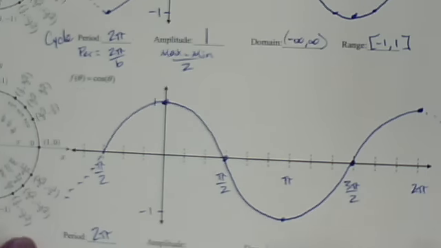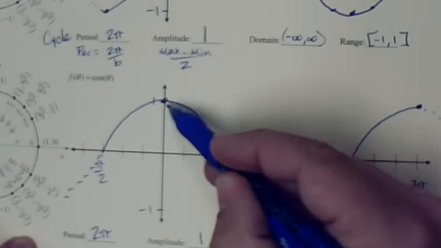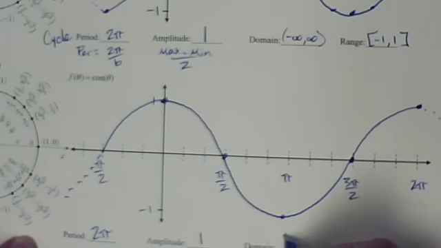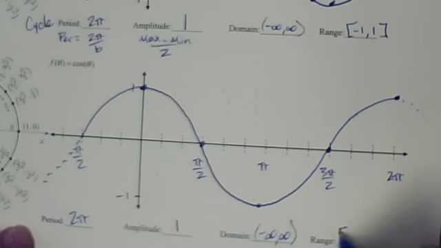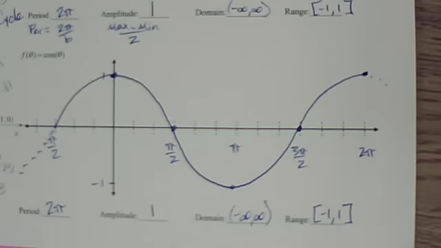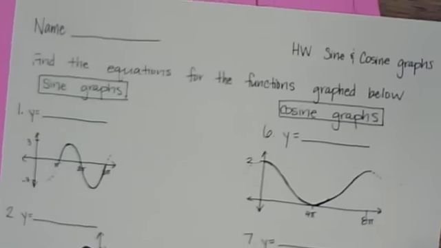before it completes its cycle. The amplitude is also 1. It's that distance from the midline up to the max. The domain is also all real numbers. And the range is also -1 to 1. Now flip this over and we can look at some of these graphs.